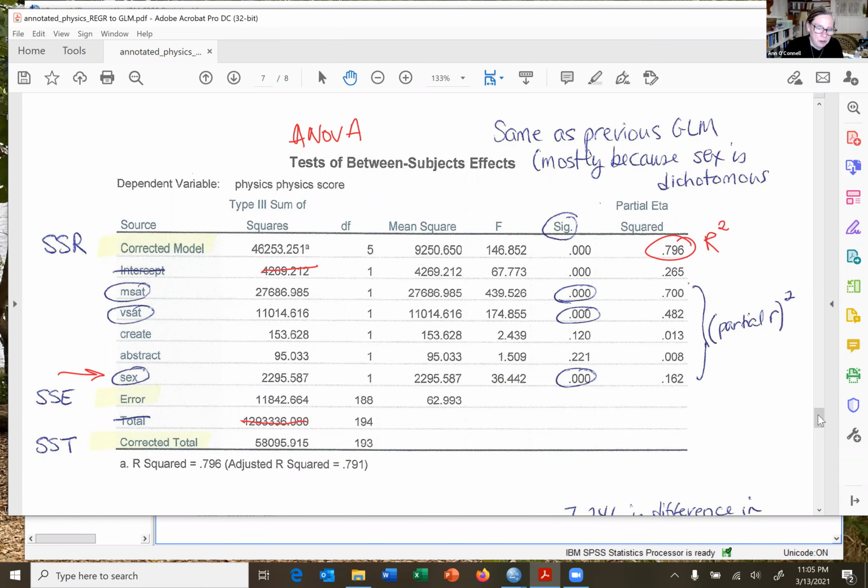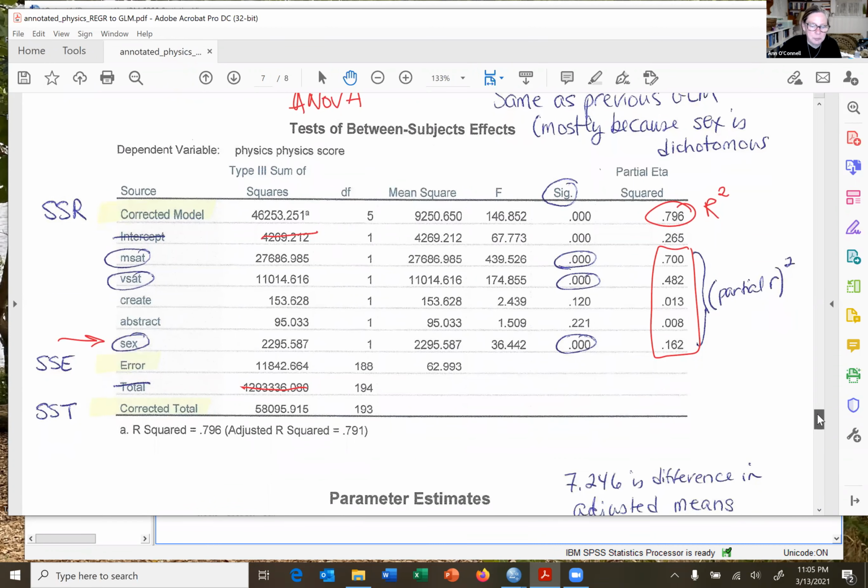And then we get our 5 effect sizes for each of the predictors. Those are the partial R squareds, the partial correlation squared for each of the variables. So again, math seems to have the largest proportion of variance in physics explained after controlling for the remaining variables in the model.